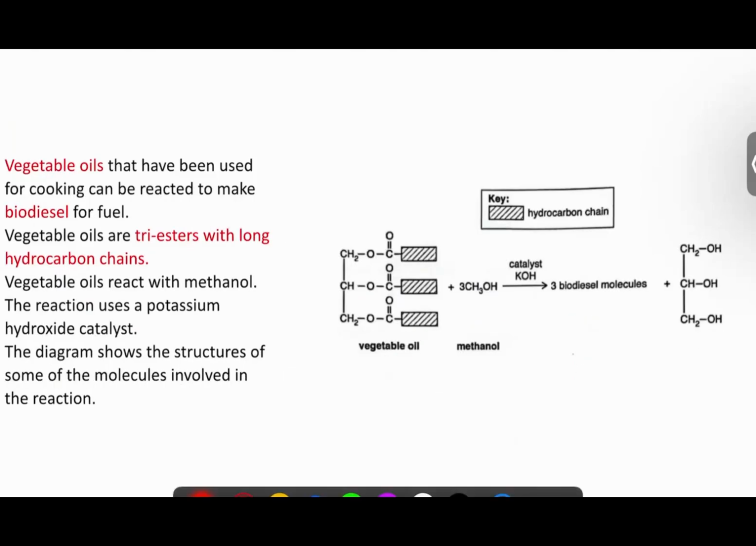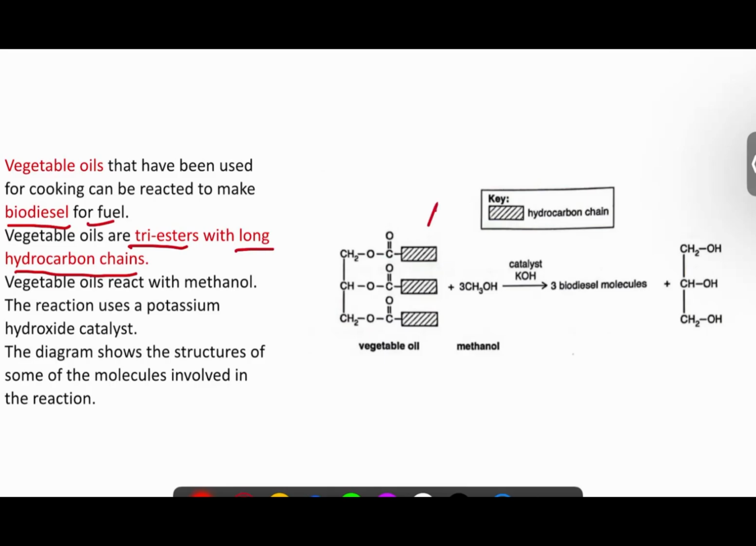Okay, next question. The next question is about vegetable oil. Vegetable oil that has been used for cooking can be reacted to make biodiesel for fuel. For this vegetable oil, they are triesters with long hydrocarbon chains. Vegetable oil reacts with methanol. The reaction uses a potassium hydroxide catalyst. So the diagram is shown: the structure of some of the molecules involved in the reaction.